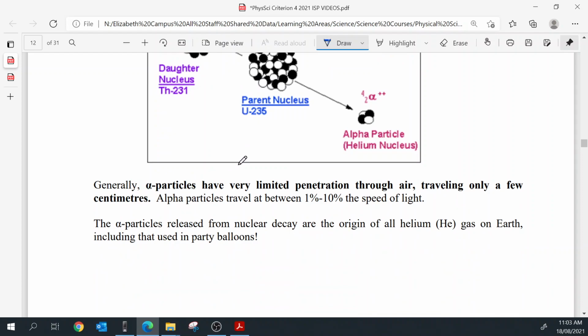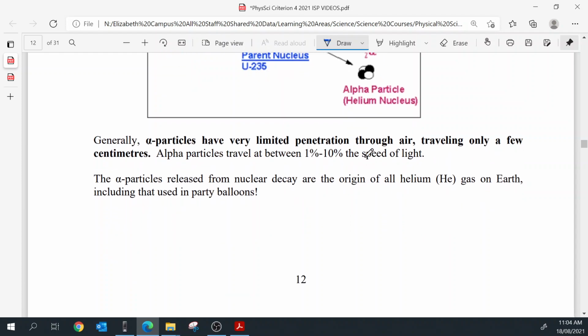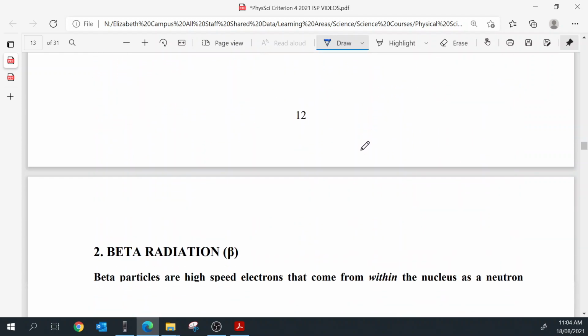Generally, alpha particles have very limited penetration through air, traveling only a few centimeters. Alpha particles travel at between 1% to 10% the speed of light. The alpha particles released from nuclear decay are the origin of all helium gas on Earth, including that used in party balloons. Okay, so that's how all helium came to be.